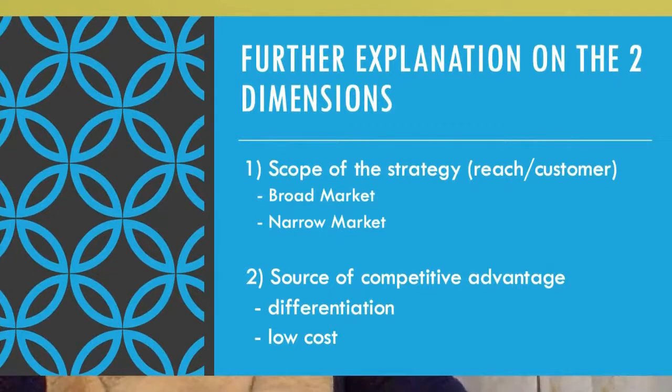Further explanation on these 2 dimensions. One dimension is the scope of the strategy, whether it's a broad market or a narrow market. The second dimension is the source of competitive advantage. Is it by offering a differentiated product, or is it by offering a low-cost product?